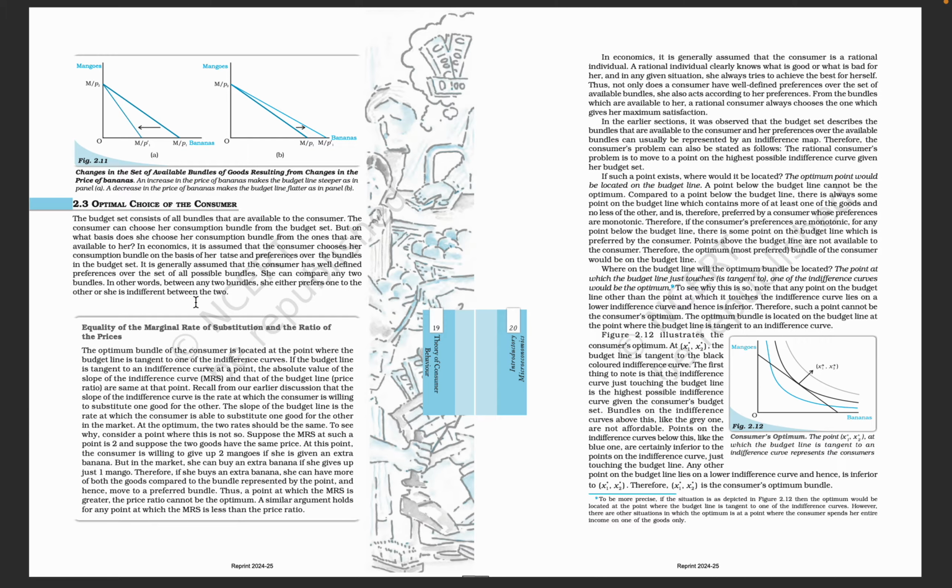The budget set consists of all bundles that are available to the consumer. The consumer can choose a consumption bundle from the budget set. But on what basis does she choose her consumption bundle from the ones that are available to her? In economics, it is assumed that the consumer chooses her consumption bundle on the basis of her taste and preferences over the bundles in the budget set.